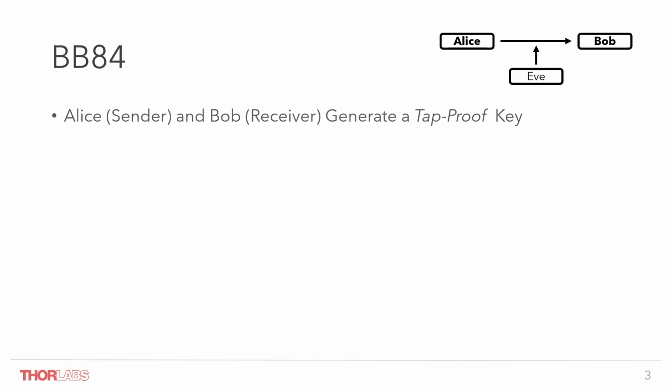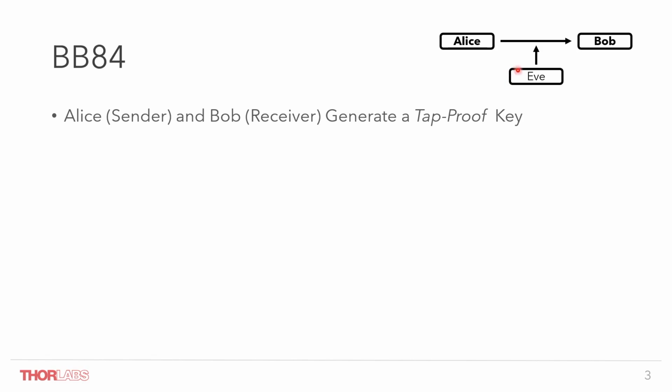Now let's look at the BB84 protocol. First of all, we are going to use a notation that is often found in literature. So we're going to call our sender Alice and our receiver Bob. And the main thing to understand about the BB84 is that the 2 of them generate a tap-proof key together. And this process of generating the key, that is what makes it tap-proof. We're going to get into detail later.